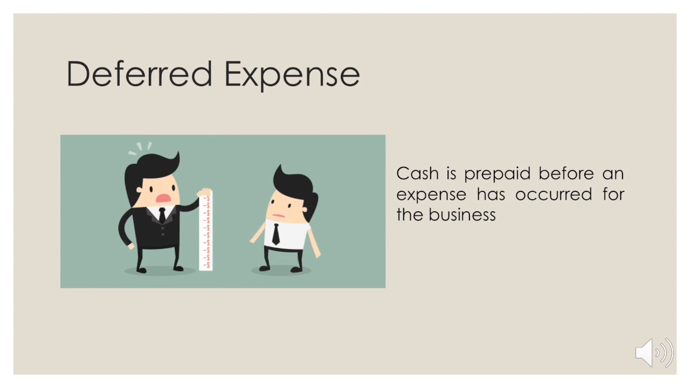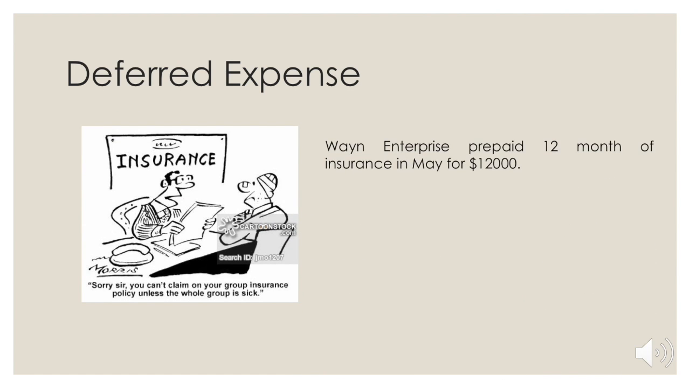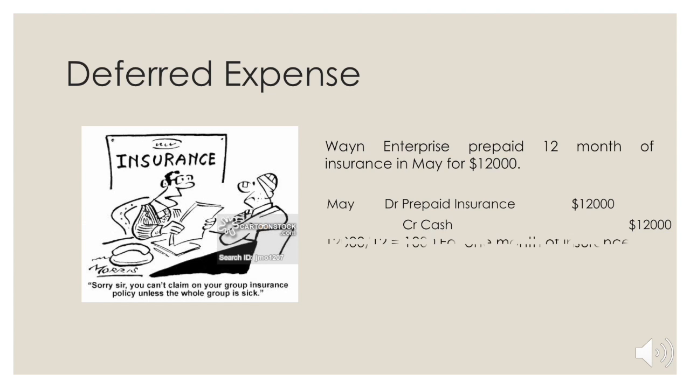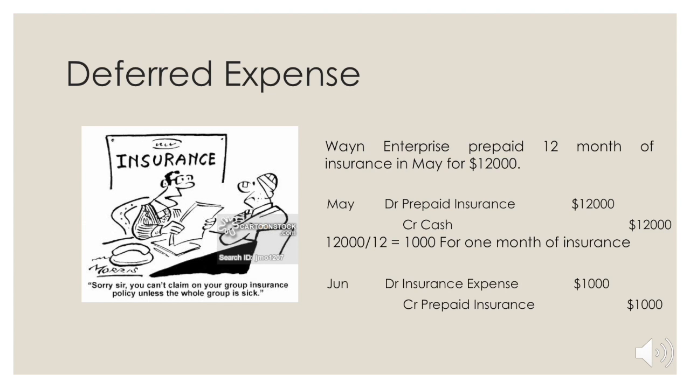A deferred expense is when cash is paid before the expense is incurred. The most common example of this is prepaid insurance. Suppose Wayne Enterprise prepays 12 months of insurance in May for $12,000. The journal will record in May: debit prepaid insurance, credit cash. In June, after 1 month's insurance has been used, it will debit insurance expense of $1,000 and credit prepaid insurance.